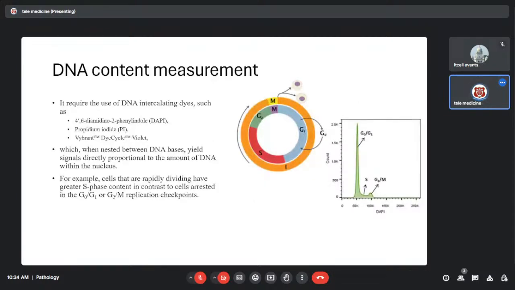In cases of, it requires use of DNA intercalating dyes. What it does, these are different dyes like DAPI, PI. What it does is it directly correlates with the amount of DNA in the nucleus. Okay, the fluorescence of this dye will directly correlate with the DNA content of the cell.